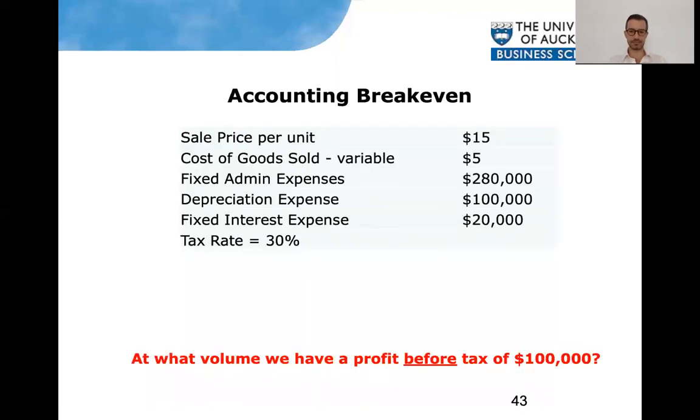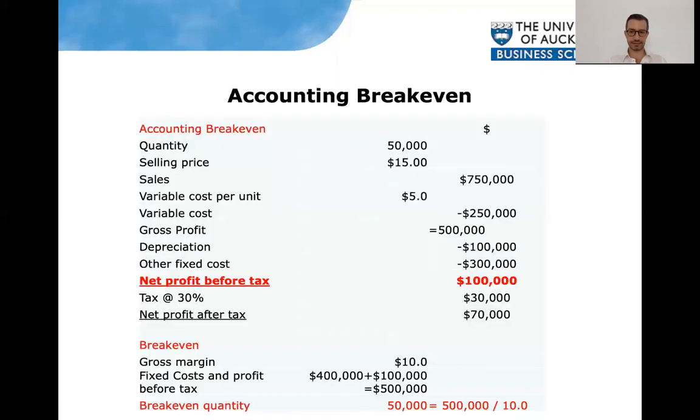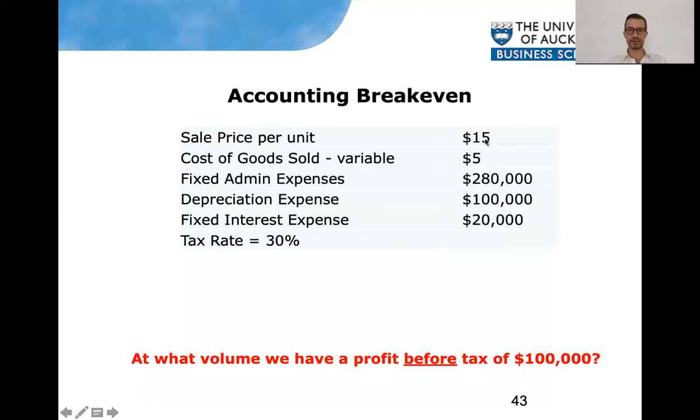As an exercise, there's another example here. Let's go back. So here you have exactly the same thing, but here we are looking at the profit before tax of $100,000, right? The previous example was asking at what volume I have a profit of 0. This is the second type. Before we mentioned there are 3 types. This is the second type. At what volume we have a profit of 100,000 before tax.